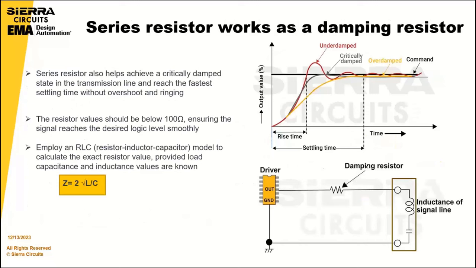Series resistors work as damping resistors. A series resistor helps achieve a critically damped state in the signal transmission and reach the fastest settling time without overshoot or oscillation. These resistors usually have values below 100 ohms, ensuring the signal reaches the desired logic level smoothly. In this process, you can employ the resistor-inductor-capacitor model to calculate the transient oscillation frequency and damping. By knowing the load capacitance and inductance, you can precisely calculate the value of the series terminating resistor needed to achieve critical damping.